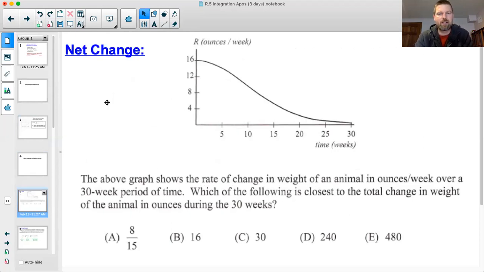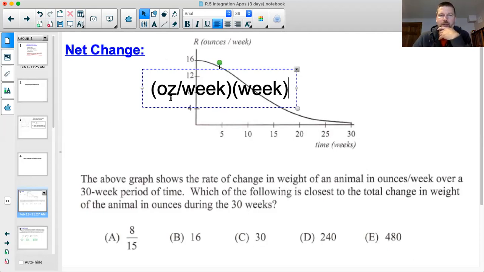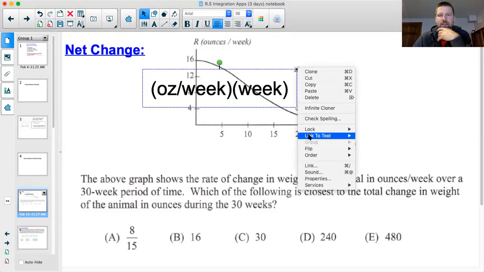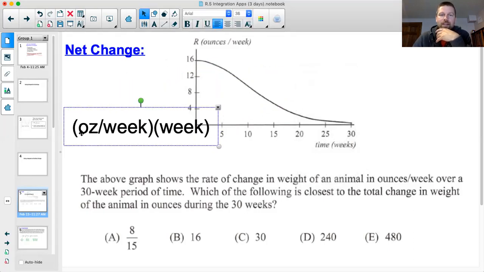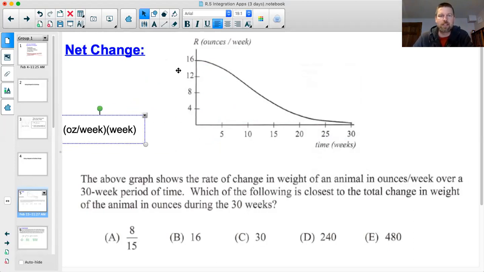If I take ounces per week times weeks, those weeks cancel out, and I just end up with a value of ounces. So I really want to find the area under that curve, right? That's how net change works. The integral of a rate gives me a net change in my amount. So I just need to calculate the area under here.